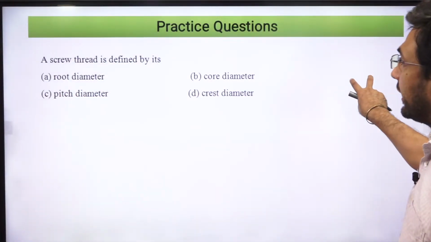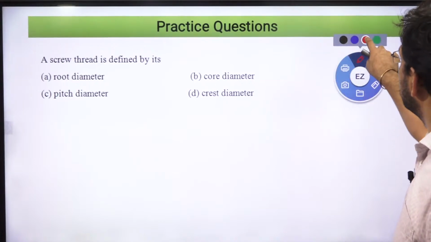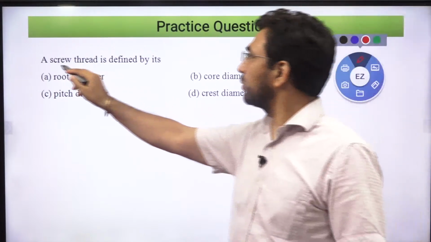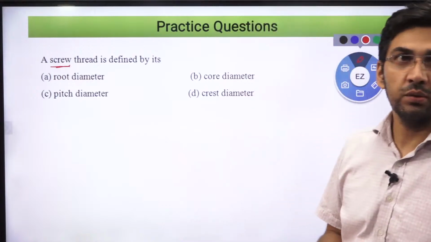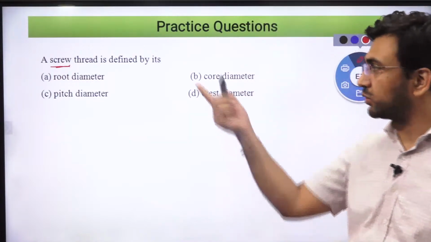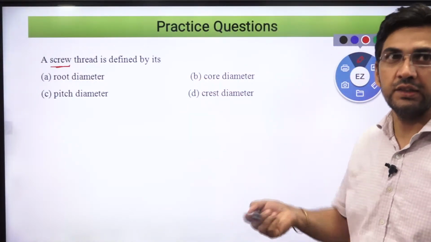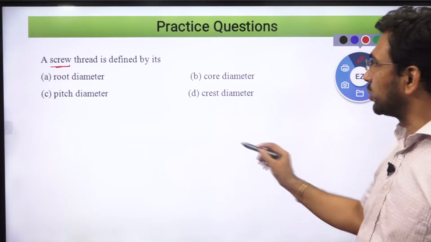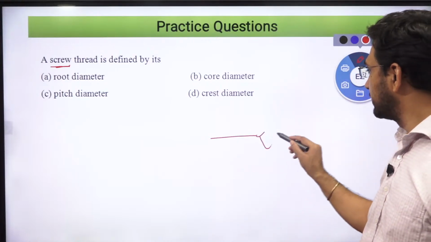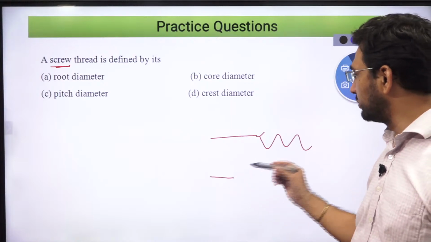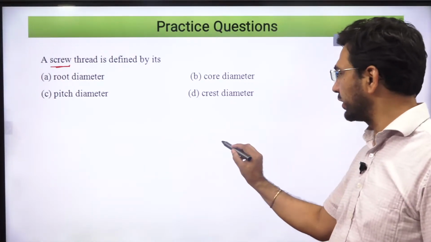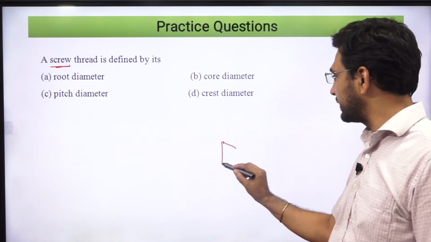So a screw thread is defined by its what? Now keep it in mind, he's talking about the screw thread. But that means he's not making a distinction in terms of internal and external. So obviously screw thread means screw for us. It's a kind of bolt for us, right? So this is a screw thread. Let's say this is a screw. It could be a screw or bolt. You know the difference. Let's say if I say this is a screw, okay.